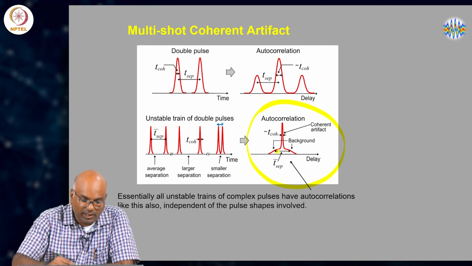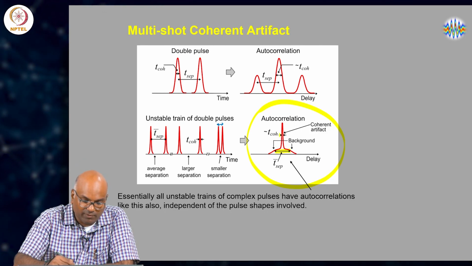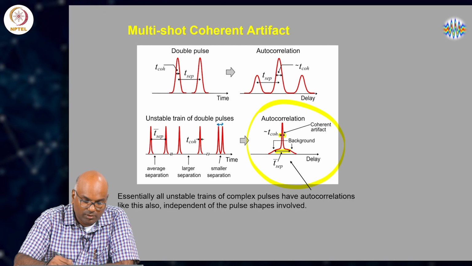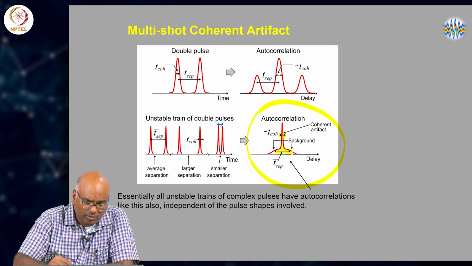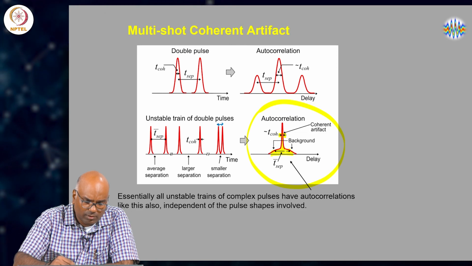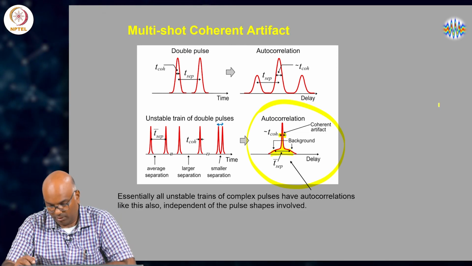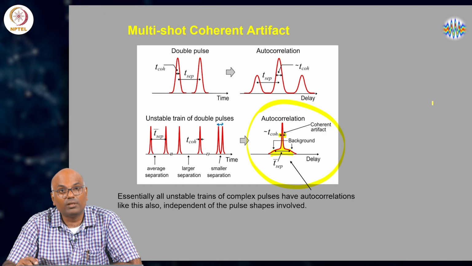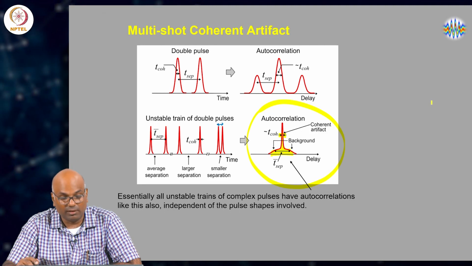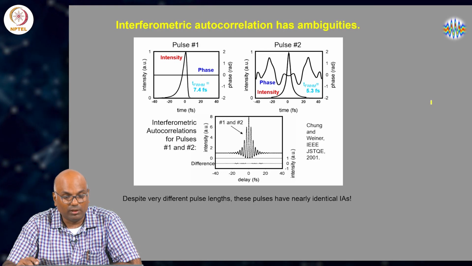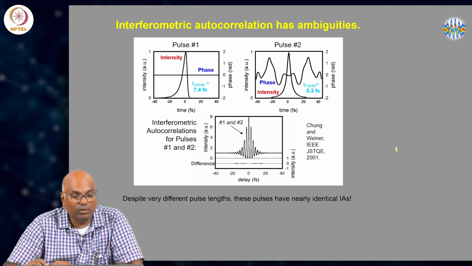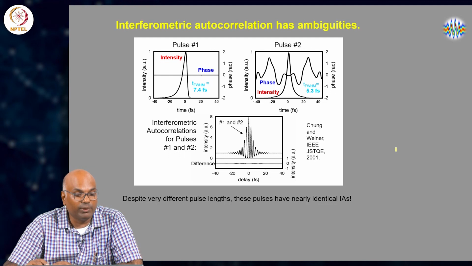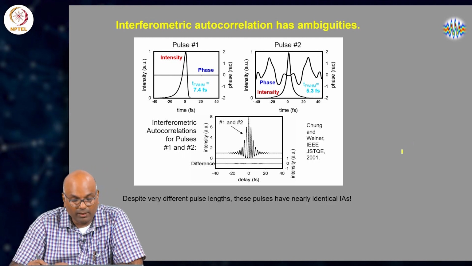We have a step like pedestal like feature, and we have a coherent artifact, right. So, these are all some of the challenges in relying only on this information, right. So, interferometric autocorrelation has ambiguities.